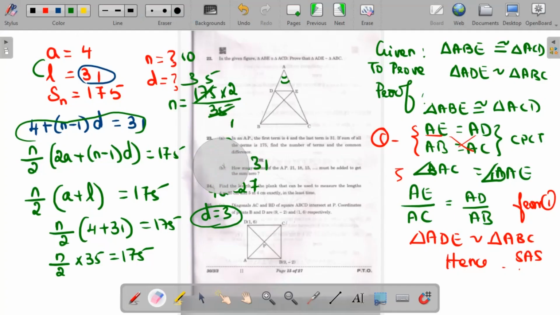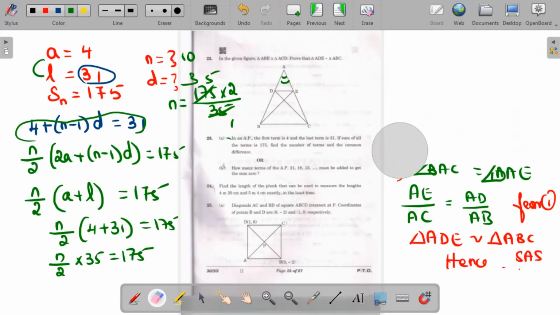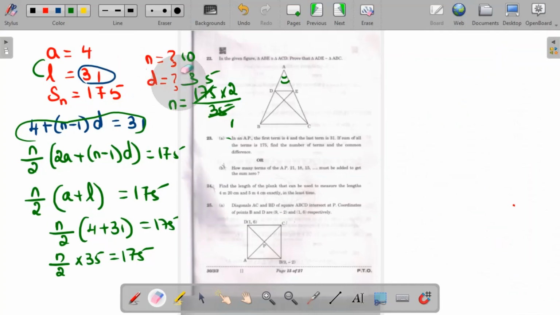Now let's move on to the second subdivision in this particular question. Here, how many terms of the AP 21, 18, 15 must be added to get the sum 0? So Sn is given to be 0, a is equal to 21, d is equal to 18 minus 21, so it is minus 3. You need to find out what n is. So let's directly substitute in the formula.